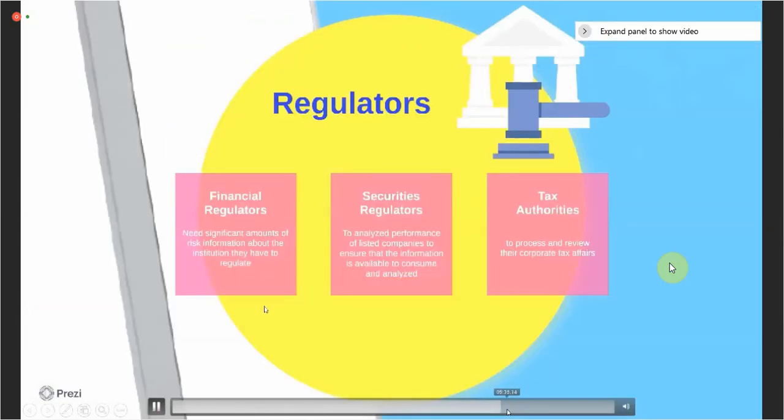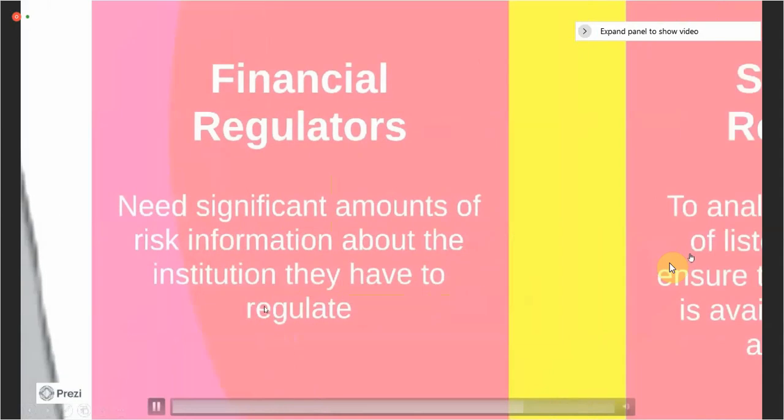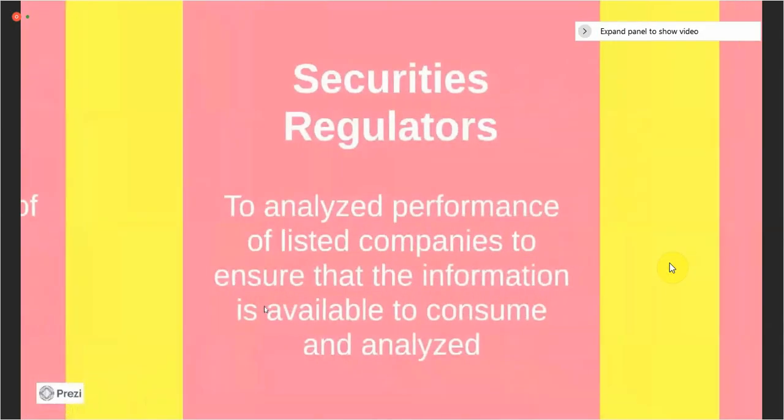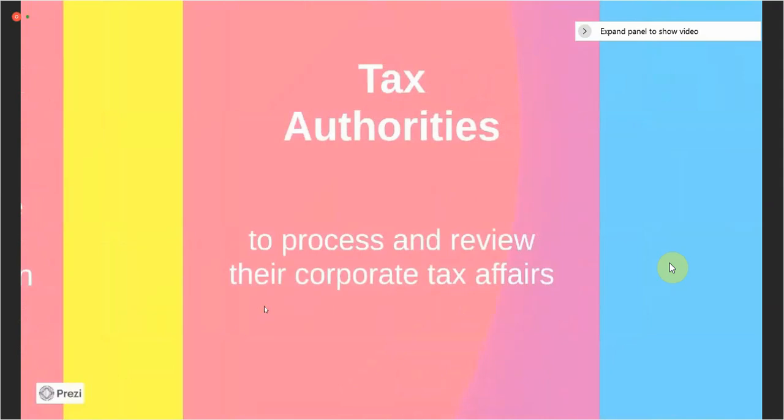SBRL or information about the institution they have to regulate. Okay, next is securities regulators. Securities regulators use the SBRL to analyze the performance of listed companies to ensure that the information is available to consume and analyze. Okay, lastly is tax authority. Tax authority needs financial information to process and review their corporate tax affairs.